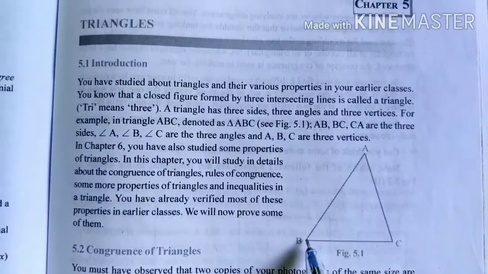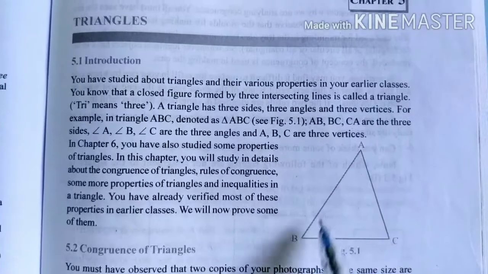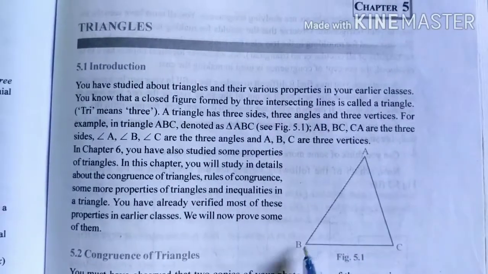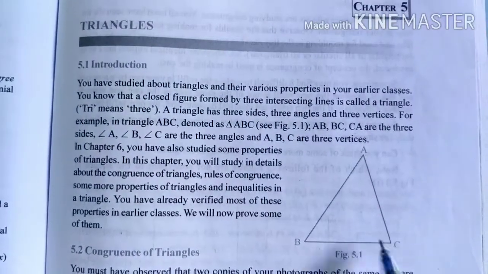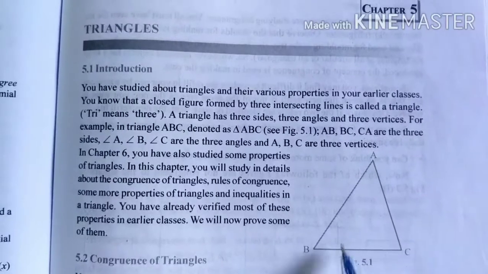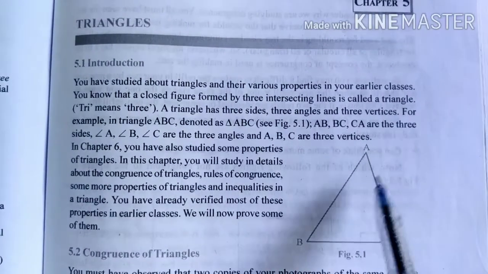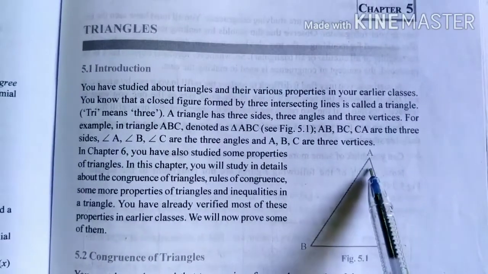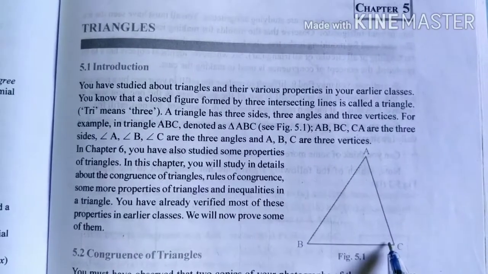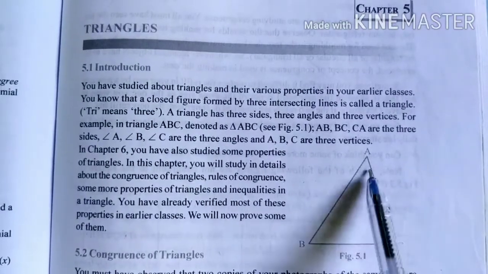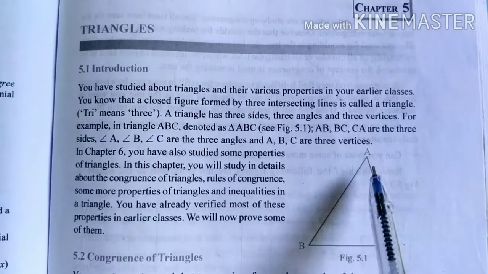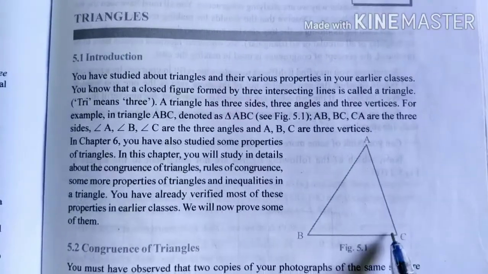These three corners are called vertices of the triangle, and these three lines that you see are called sides of the triangle. And also here angle A, angle B, angle C. So these three are the angles of the triangle: angle A, angle B, and angle C.